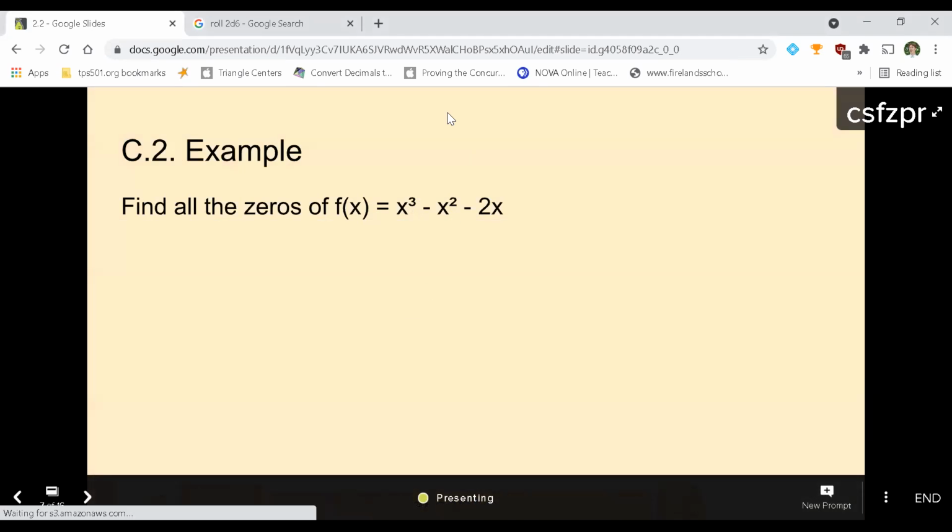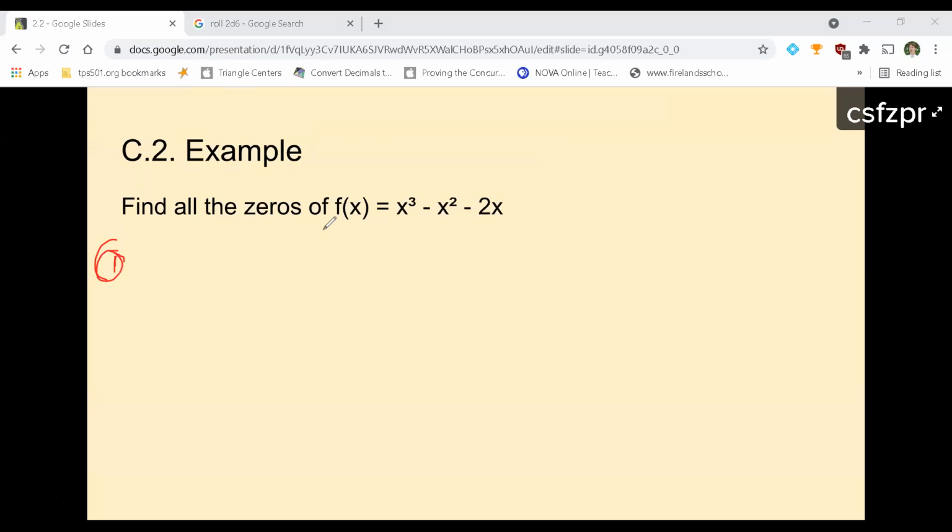Okay, so to solve this, again, there are multiple methods you can do. The first method you can do, I will not show you because I'm pretty sure you can do it, is you can just graph it. Type it into your TI-84, type it into Desmos, and what you're looking for are the x-intercepts.